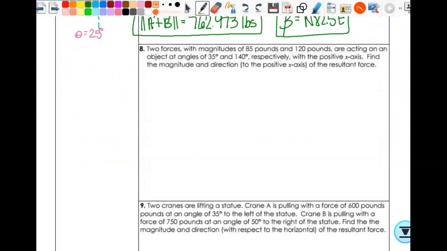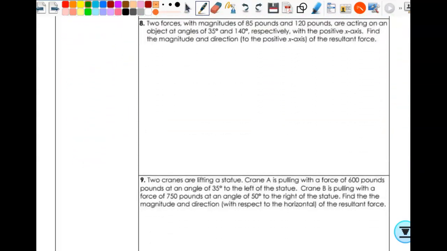Let's look at number 8. So this says two forces with magnitudes of 85 pounds and 120 pounds are acting on an object at angles of 35 and 140 respectively with the positive x-axis. That's great. If it's with the positive x-axis, that is theta. So we don't have to figure out what theta is. They gave them to us. Okay, so we're going to find the magnitude and direction to the positive x-axis, which again means theta, of the resultant force.